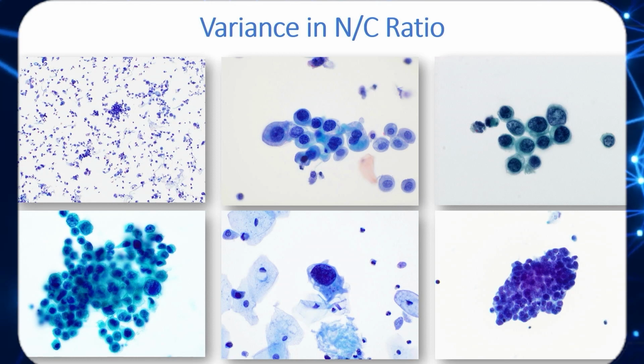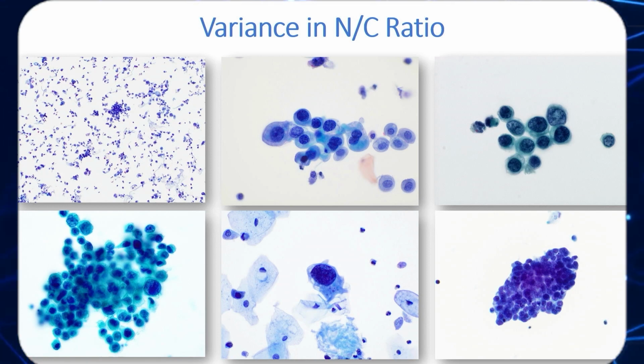Here, the NC ratios are way higher than 0.7. This is really a tight, cohesive group. Similarly, in these cells individually, slightly dispersed here. And over here, there's also a range from low NC ratios to high NC ratios. So again, there is always going to be a variance in NC ratios in your samples.